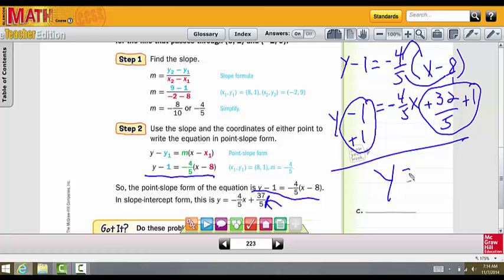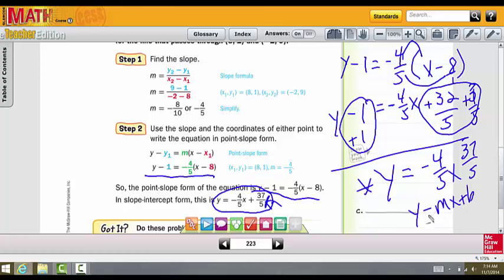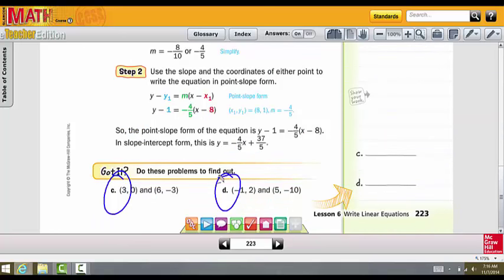So we're going to have y equals negative 4/5 x. Now we could think of 1 as 5 over 5. So 32/5 plus 5/5 would be 37/5, and that's where they get this equation here. So this would be our equation in y equals mx plus b, slope-intercept form, and this right here was our equation in point-slope form. Please press pause and do letters C and D.